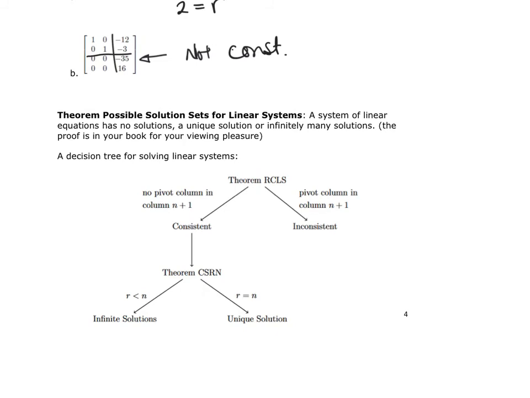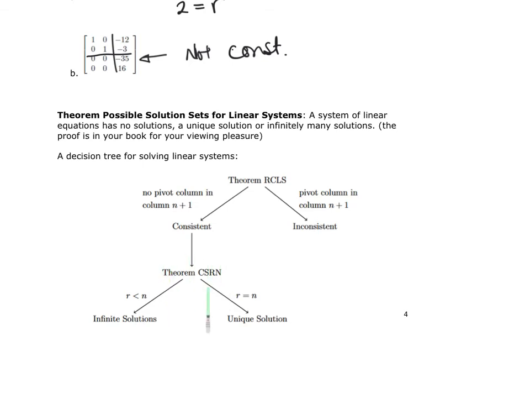So let's take a look at this decision tree in terms of the theorems that we have learned. The very top of our decision tree is theorem RCLS, which is recognizing consistency of a linear system. So then after we recognize it, we're going to branch in one of two ways. No pivot columns in the column n plus 1, then we are consistent. And then we go down to the next theorem. So I'm going down this side. It's consistent.